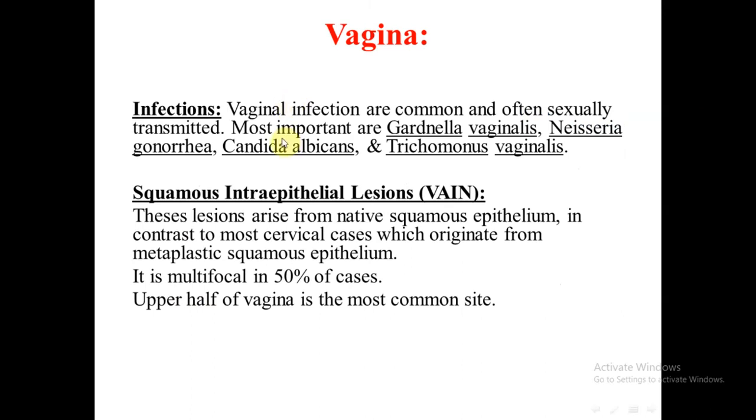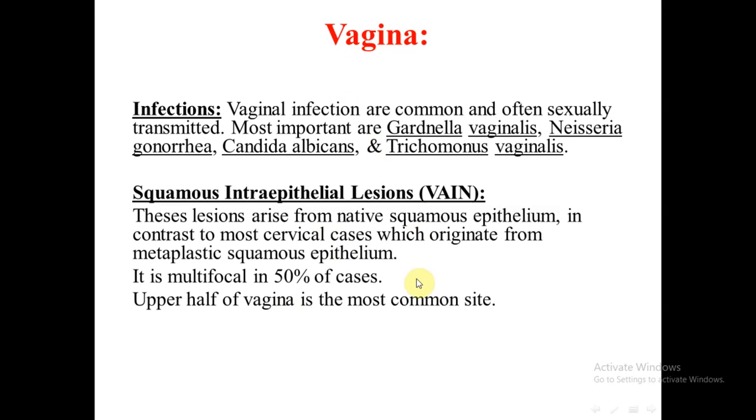Infections of the vagina are mostly caused by microorganisms, including bacterial or fungal infections. Squamous intraepithelial lesions of the vagina are important because they occur in squamous epithelium which is native to the vagina and not from metaplastic epithelium as in the cervix. In the uterine cervix, most squamous intraepithelial lesions occur from the metaplastic squamous epithelium, but in the vagina they arise from the native squamous epithelium, and it is multifactorial.